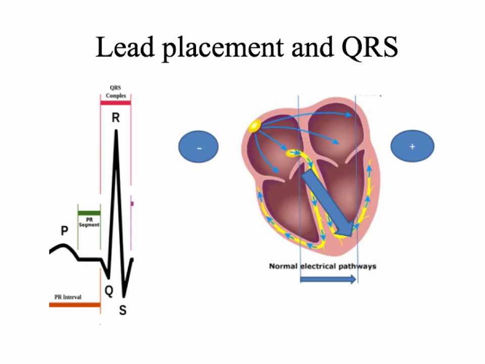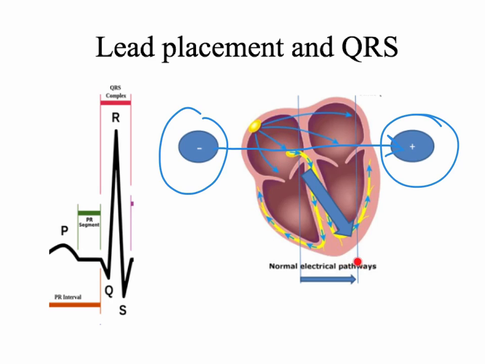Alright, so let's talk about lead placement. So what is a lead? If we have an electrode, this is an electrode, this is not a lead. A lead is the vector of electrical movement between two electrodes. And so as the ventricle of the heart is depolarizing, the net vector of that depolarization is basically sort of like this way.